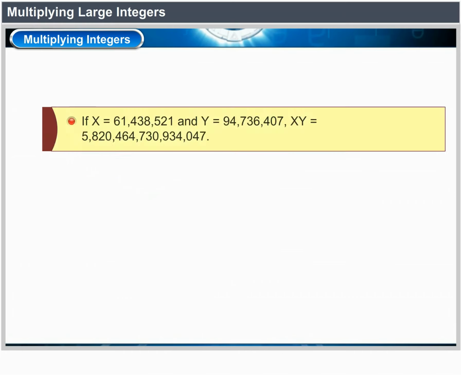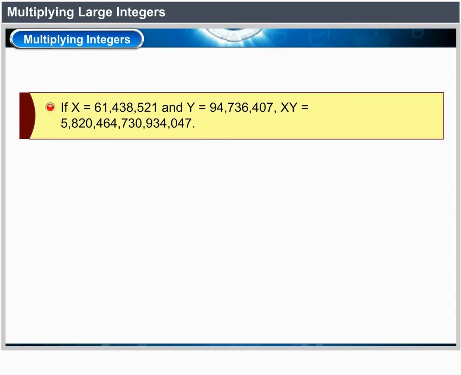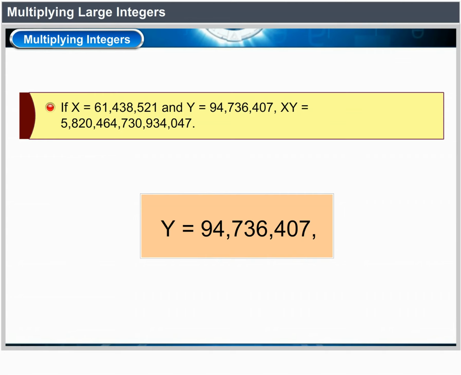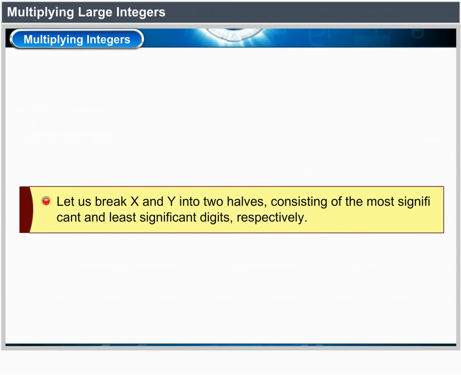If x equals 61,438,521 and y equals 94,736,407, xy equals 5,820,464,730,934,047. Let us break x and y into two halves consisting of the most significant and least significant digits respectively.